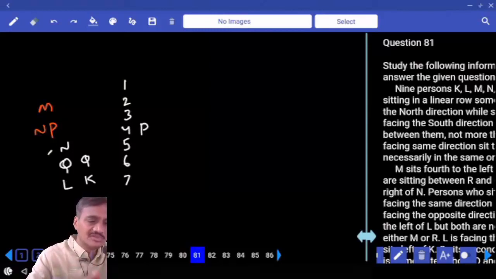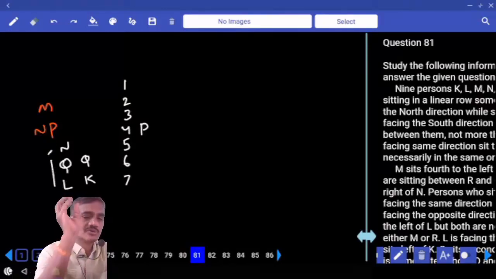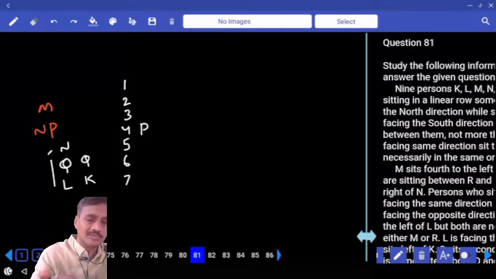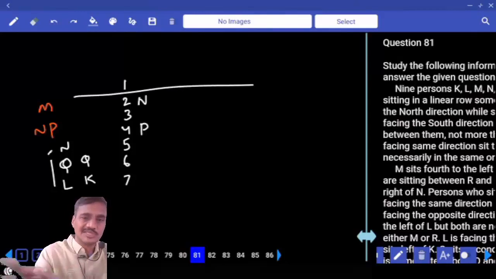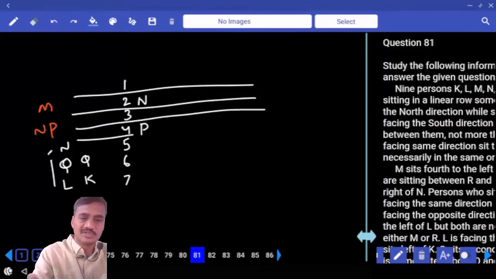Now before this, below N, we should have Q, L, K, P. Can you have N at this place? That is one such possibility. Then what is the other possibility we have? Is there any other definite information given regarding this?